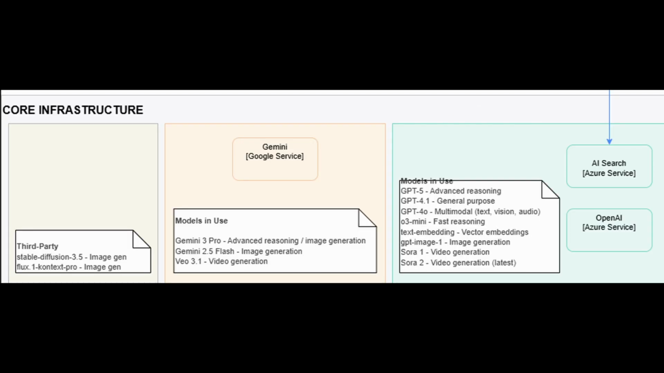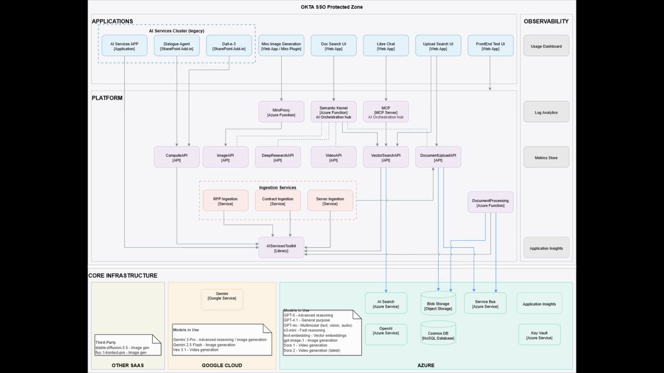At the bottom, infrastructure divided into three territories: other SaaS, Google Cloud, and Azure. The models in use were listed in a small box, like a cast of characters. GPT 4.0, Gemini 3 Pro, Stable Diffusion, Flux, Sora 1, Sora 2.